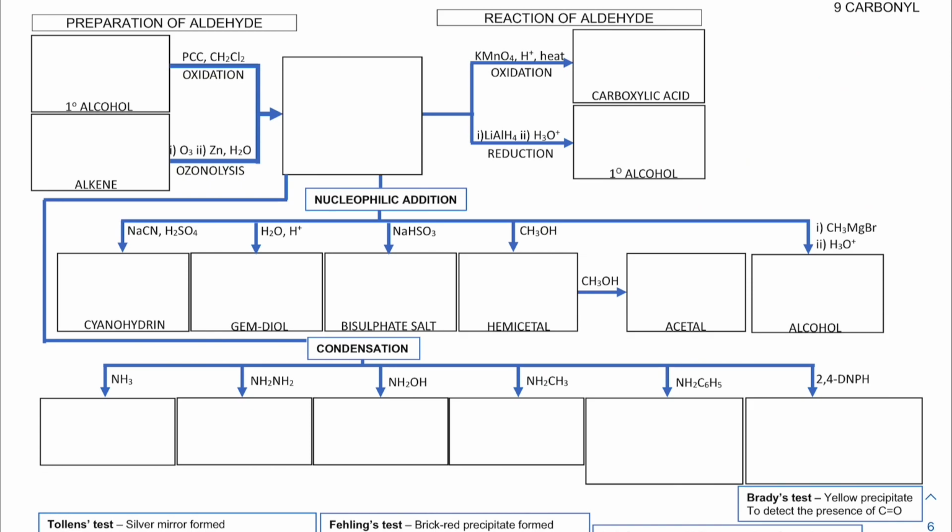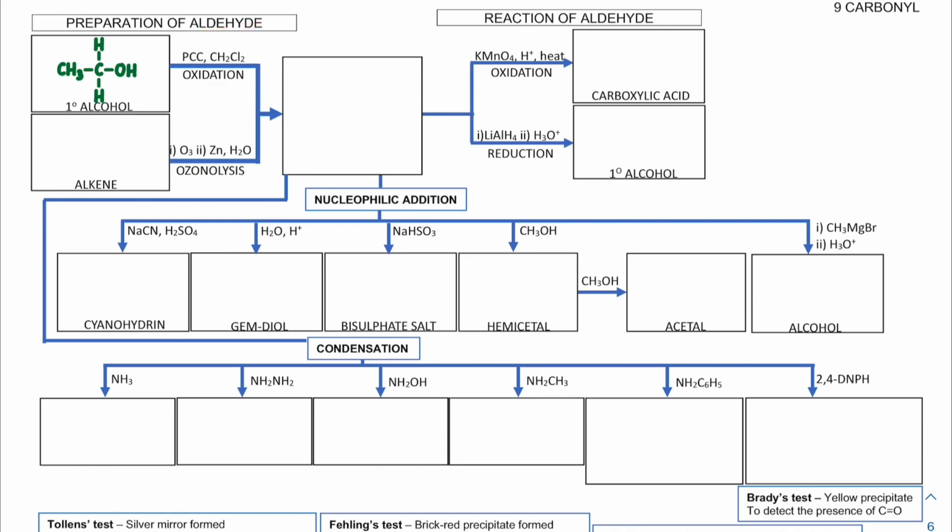Okay, so again for the reaction of carbonyl, we're going to look at how to prepare the aldehyde and see what the reactions of the aldehyde itself are. So how to prepare aldehyde? For the preparation of aldehyde, we have two ways. The first one is oxidation of our primary alcohol. This is an example of my primary alcohol. So how does it undergo oxidation to form our aldehyde?